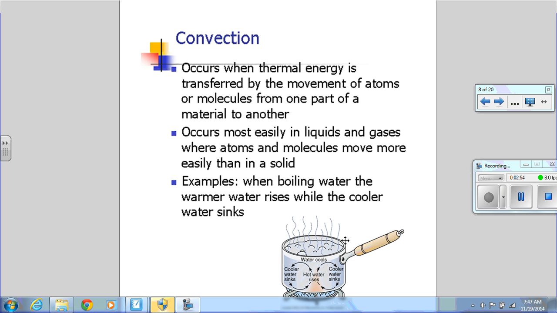Another example that you could use for convection would be air. When you warm air in a room, the warmer air is going to rise up towards the ceiling of the room, and then the cooler air is towards the bottom. And that's what we call convection. It happens in liquids and gases because those are the states of matter where the particles are more spread out. And convection is a movement of atoms or molecules from one part of a material to another part of a material.